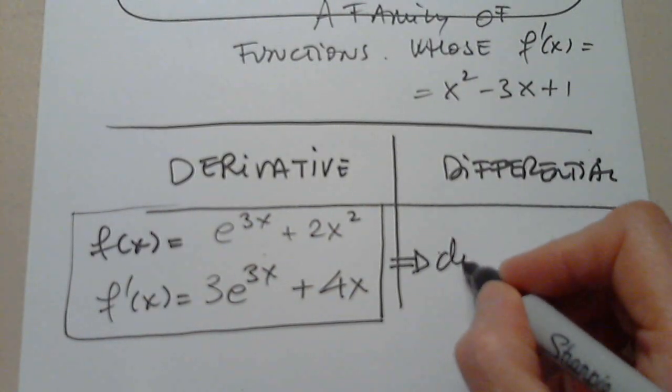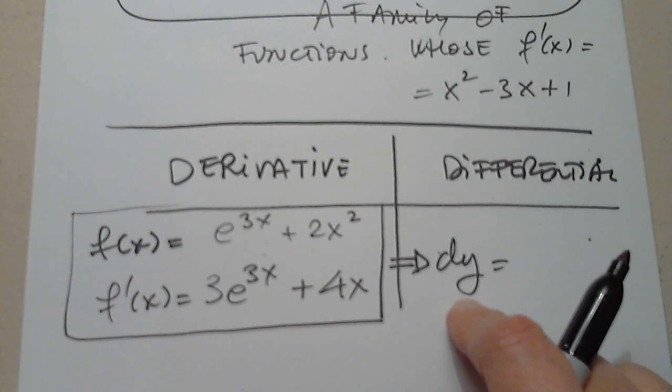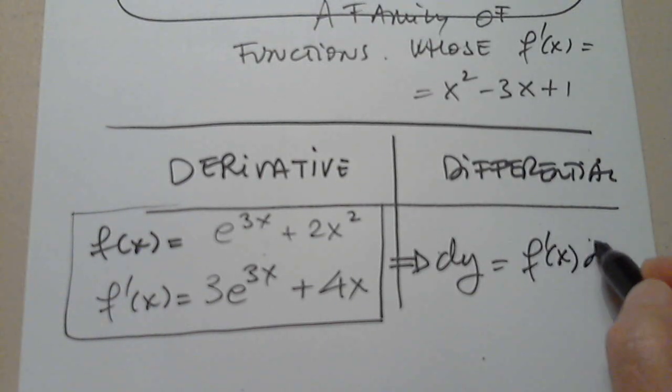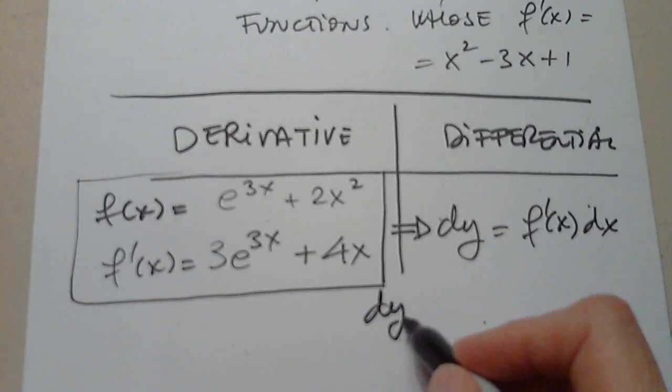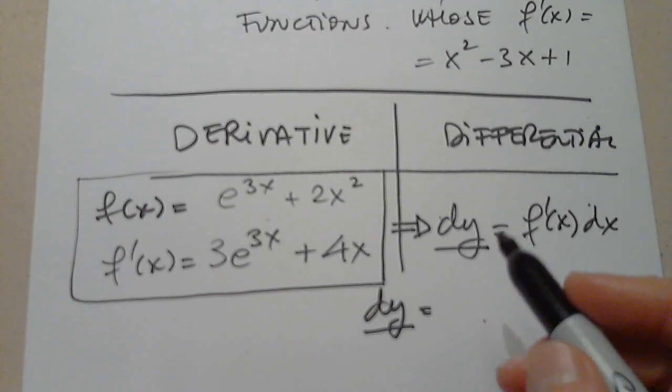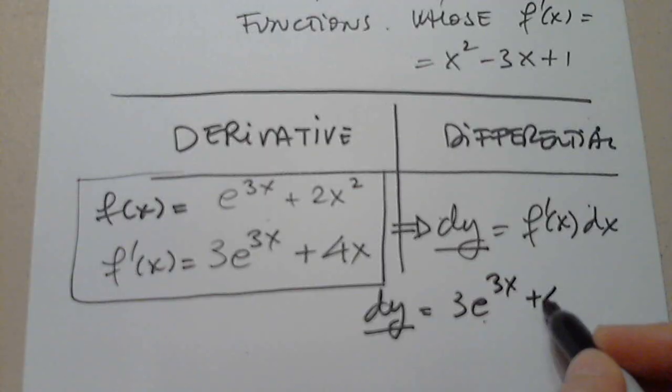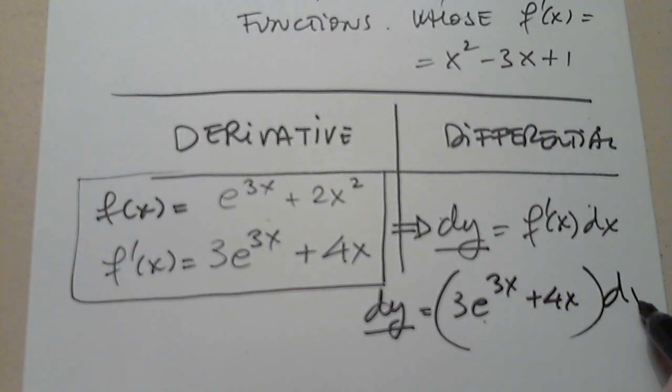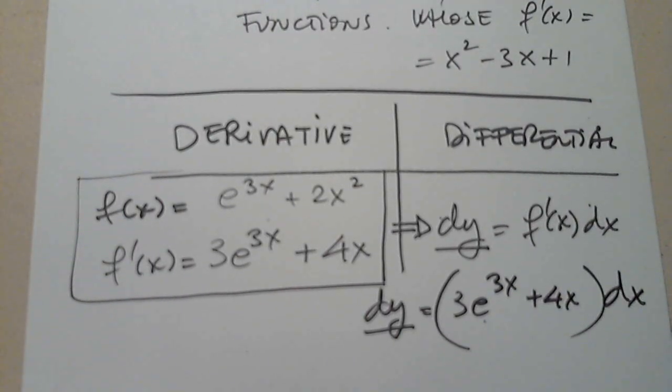Exactly. So it's dy, the notation is dy, and this is f prime of x dx. Very good. So let's write the differential of this function. It's very important to remember the name. Good? So what does it equal to? It's 3e to the 3x plus 4 times dx. Very good. Everything in quantity dx. Perfect. That's all I needed.